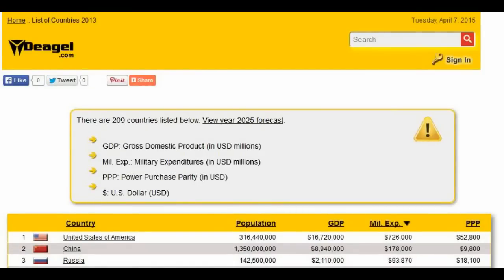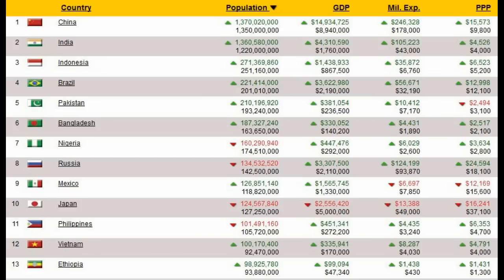I'm sure by now some of you have heard of this Deagel.com 2025 population forecast. I'll put a link to this page right here. And then it says View Year 2025 Forecast. If you click on that, it'll take you to another page with all the countries listed as such. This is again sorted by population.